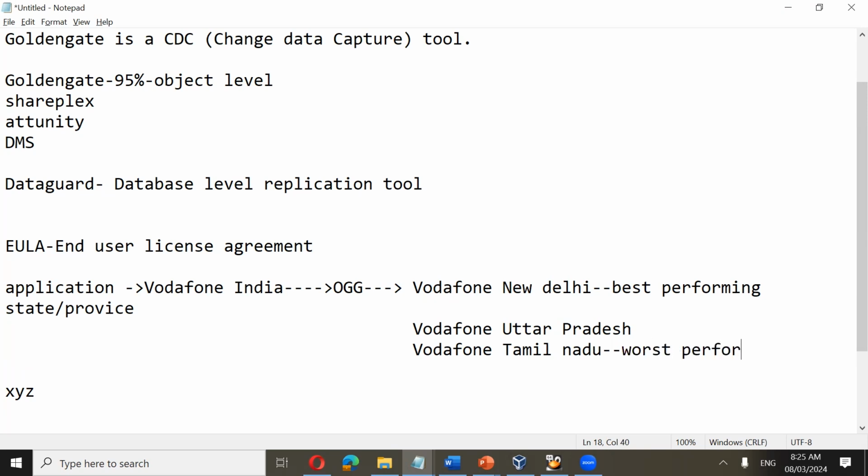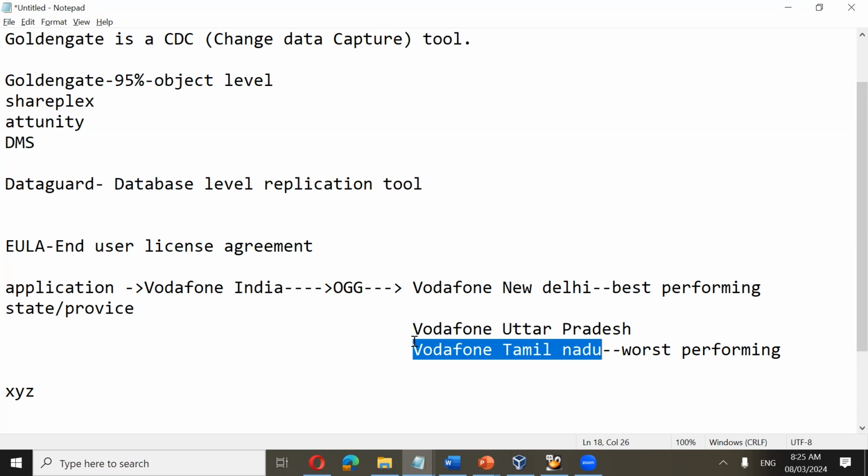So they were doing business intelligence on it, and they wanted to find what kind of strategy they are following, whether it is marketing, services, or pricing, which is making New Delhi reach more customers than Vodafone Tamil Nadu. It could be due to competitors' presence as well. Maybe the competitor in Tamil Nadu is providing customers with a more attractive offer. Maybe pricing is more, maybe network is good.